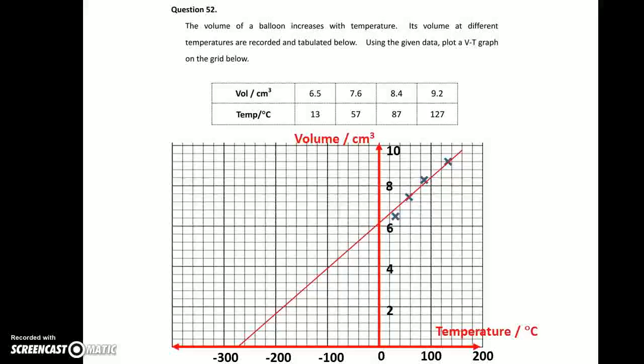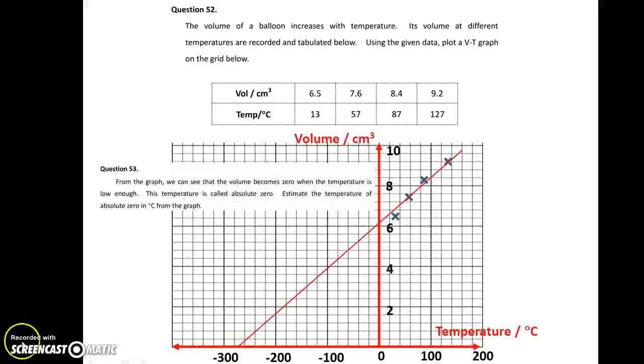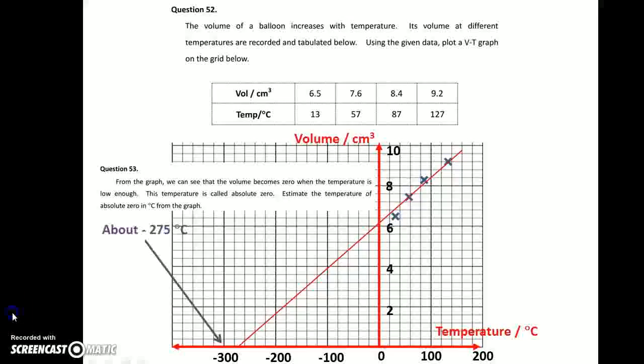This question wants to tell you how the scientists find absolute 0. As temperature becomes lower, the volume of a balloon becomes lower, and so the scientists deduce that at a very low temperature, the volume of the balloon becomes 0. At that time, all particles stop moving. So what is the absolute 0 that you may find from this experiment? It should be about negative 275 degrees Celsius.